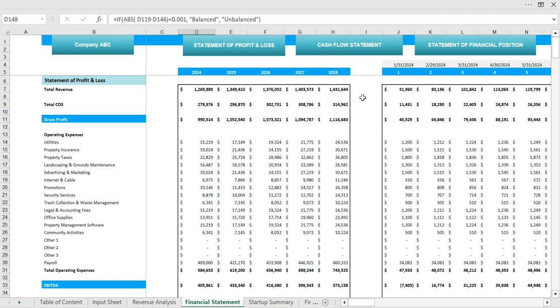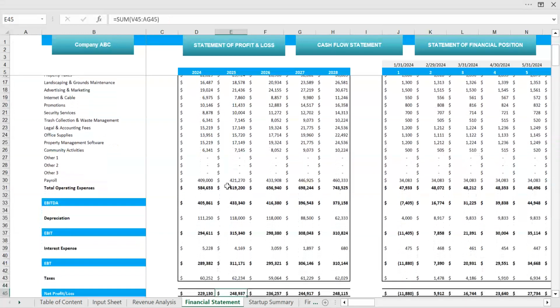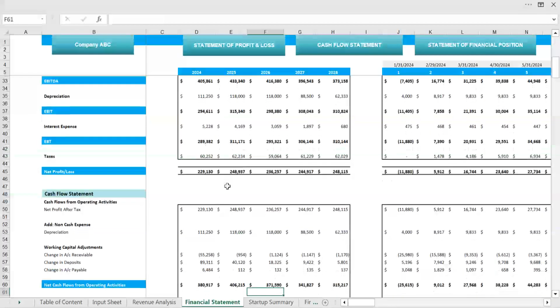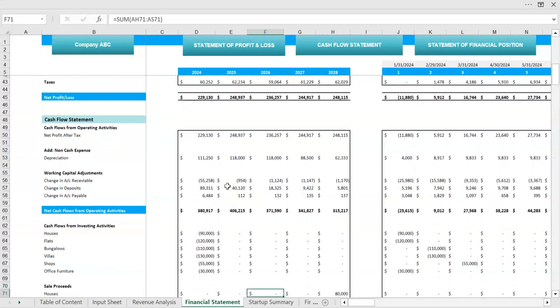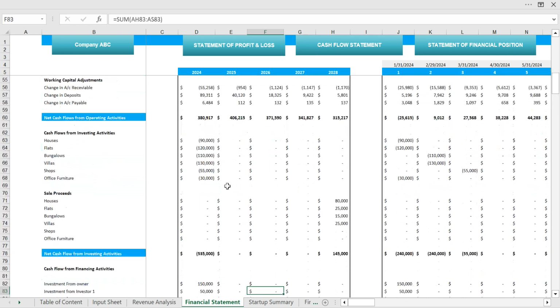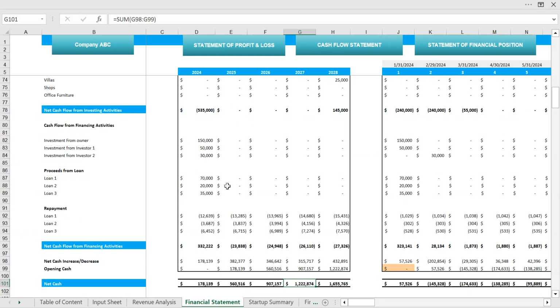Then we have the financial statements, starting with the income statement first, which shows the net income at the end, so one can know the profitability of his business. We can see the net profit and loss here. Then moving on, we have the cash flow statement, which has three sections. Net cash flows from operating activities, which are the inflows and outflows from the day-to-day activities from your primary business activities. Then we have the cash flow from investing activities, and then we have the cash flows from financing activities. At the end, we have this net cash flow.